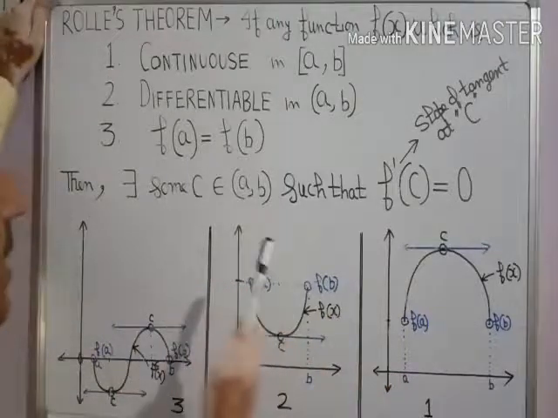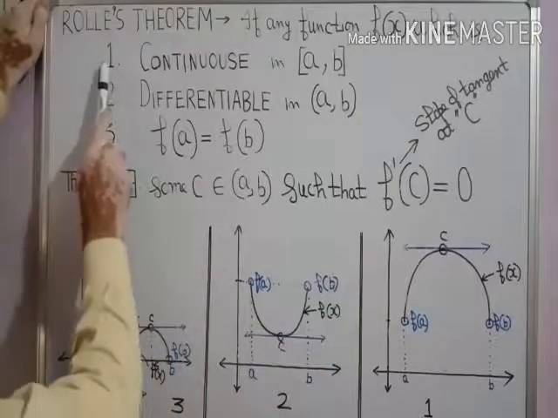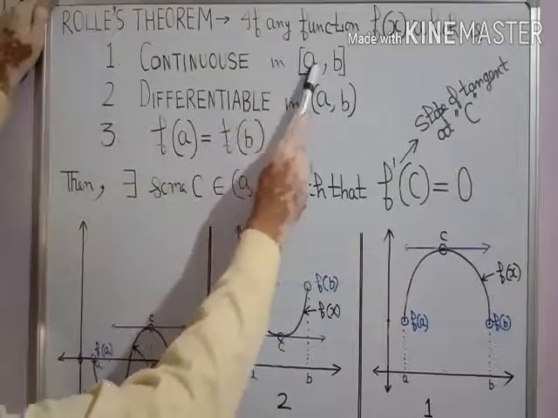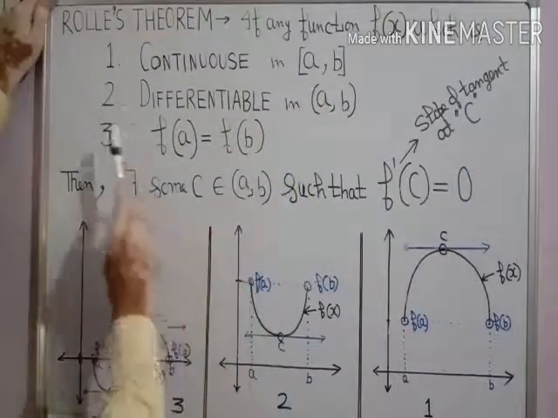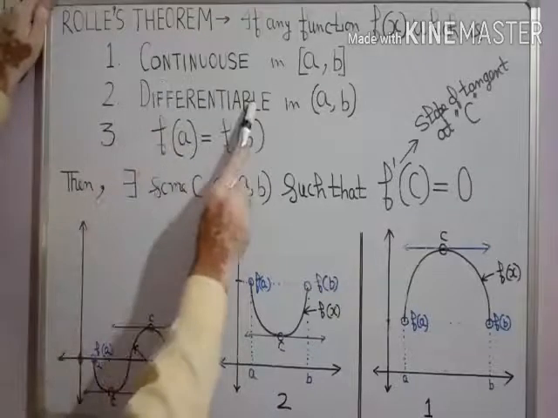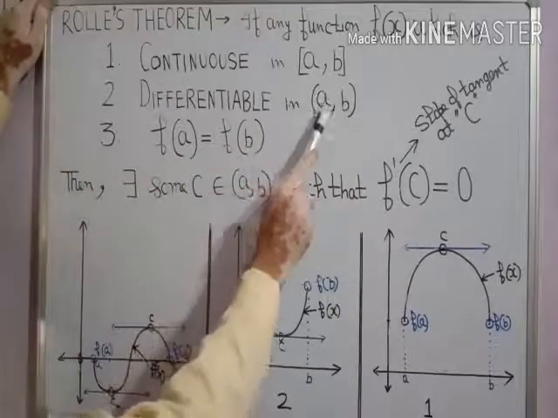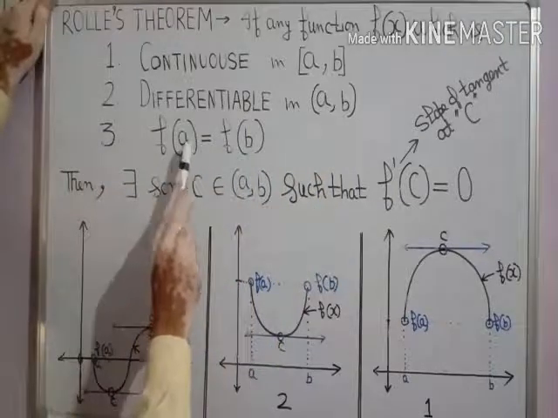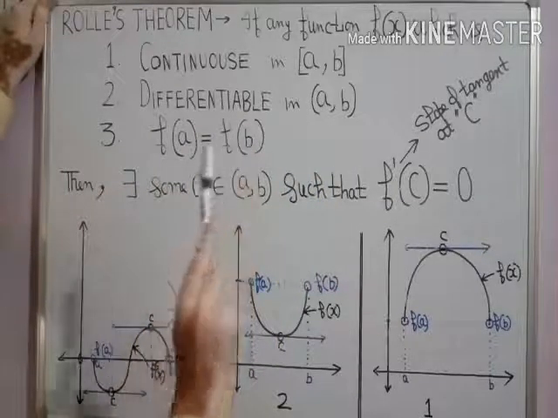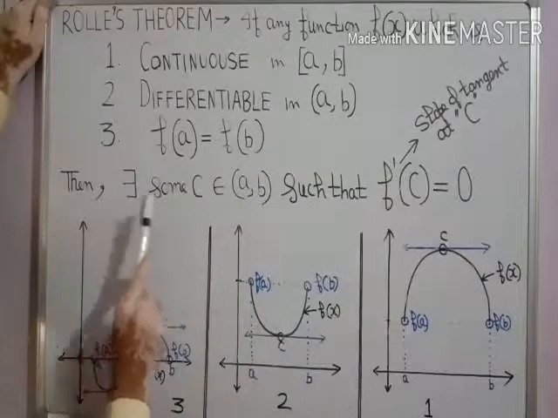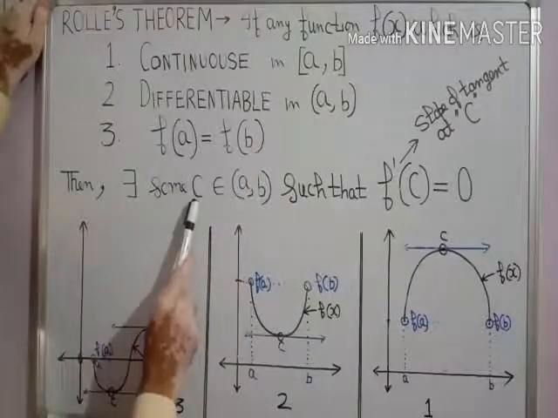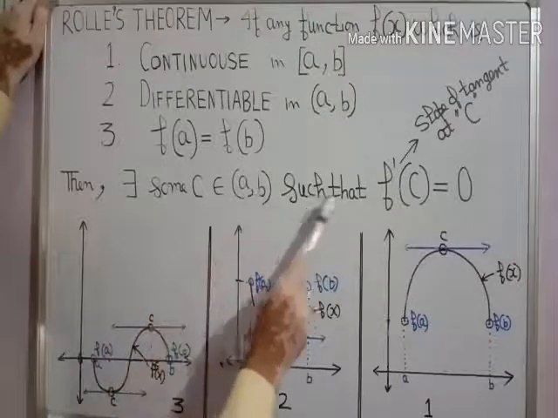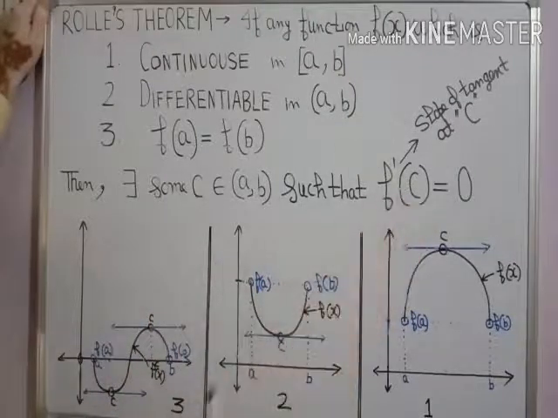if it satisfies these three conditions: condition number 1, the function is continuous in closed interval a comma b. Second condition, the function is differentiable in open interval a comma b. And third condition is if f of a equals f of b, then Rolle said there would be some c point lying between a and b such that f derivative c equals 0.